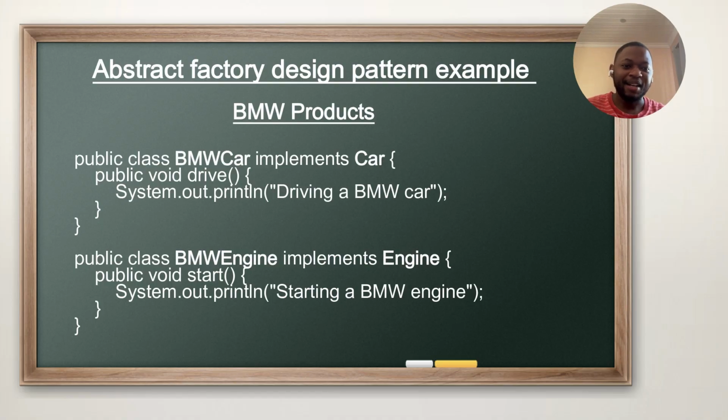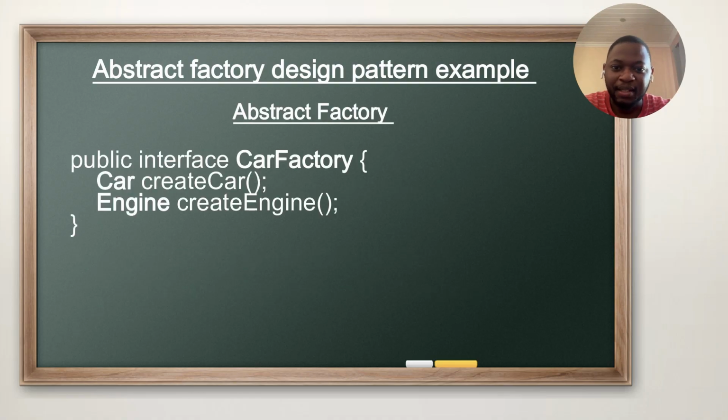Can you guys see the consistency in the products? The Toyota products follow the same procedure, and look, the BMW products are also following the same procedure. If you were to add a new product, maybe a Mercedes, it will also follow the same procedure, which is quite great for consistency. And then we have our abstract factory interface that helps us in building our products.